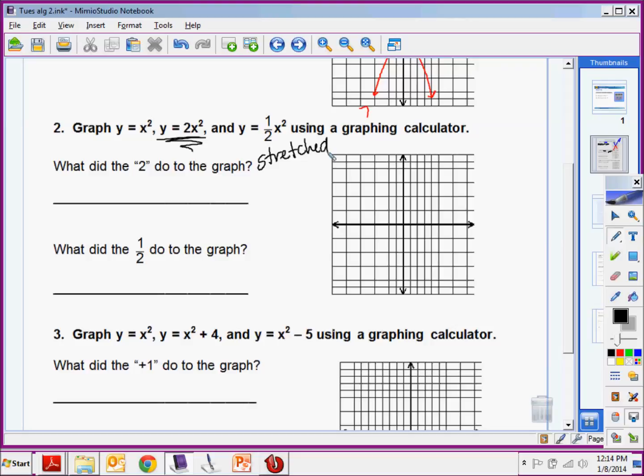All right. So what did the 2 do to the graph? It stretched. So here I'm going to put stretch vertical, when, I want to make sure I write it, when greater than 1. Then it is going to stretch vertically.